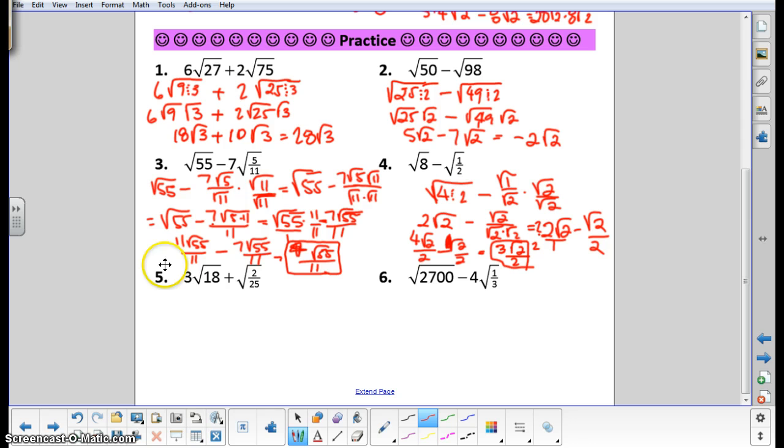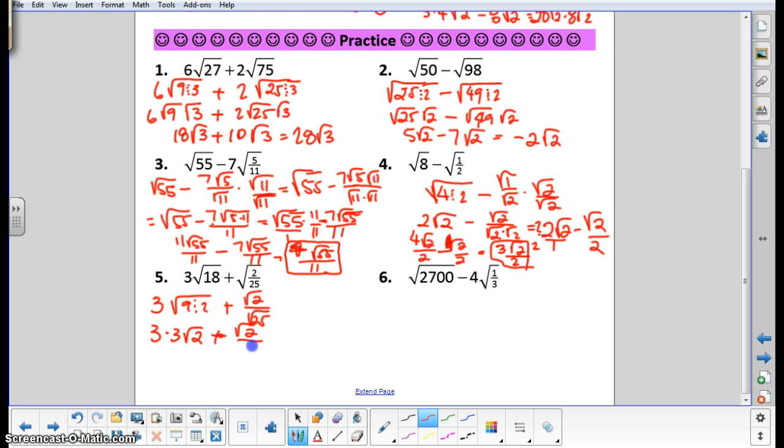Okay, let's look at number 5. So we have 3. 18, I bet you've already guessed, can be split into 9 and 2. And then we're going to split this up and down. Root 2, root 25. So on our next step, that square root of 9 simplifies as 3. So 3 times 3 root 2 plus root 2 over, what's the square root of 25?